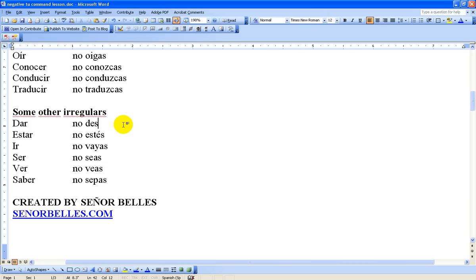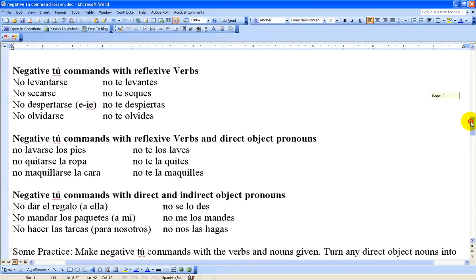There's no great way to remember them. Just sit down and study for a bit. Let's go down more. So I've got three more categories here of things that you want to think about when you're doing these negative tú commands.